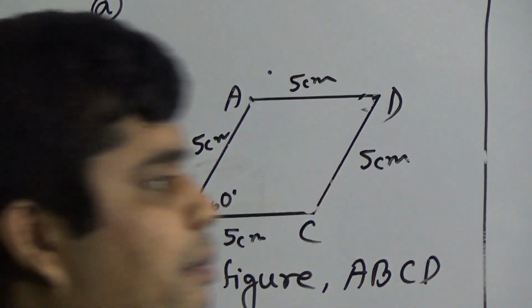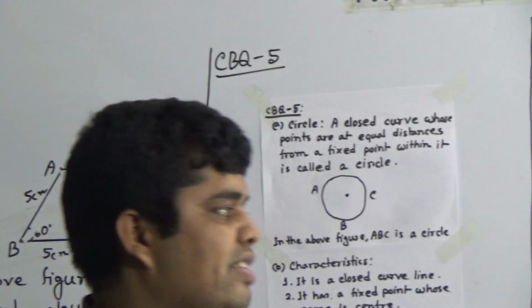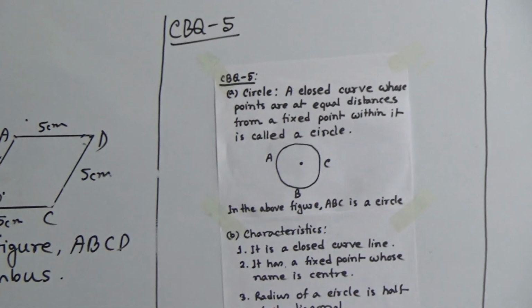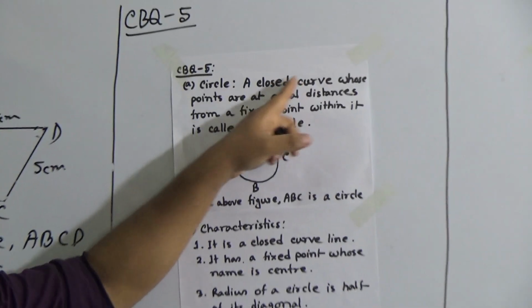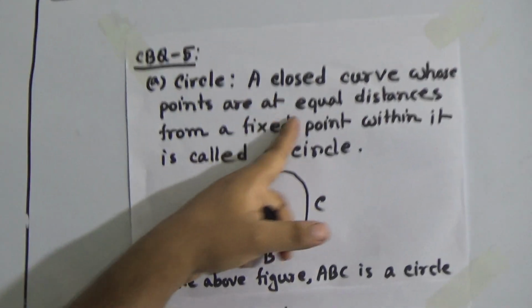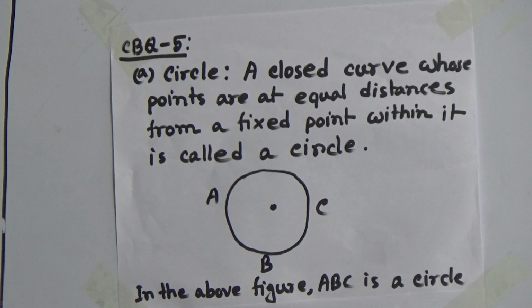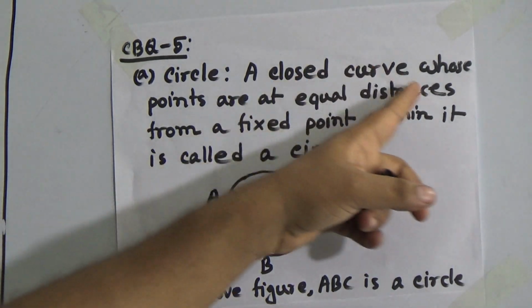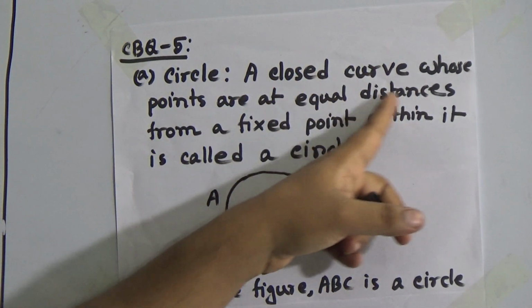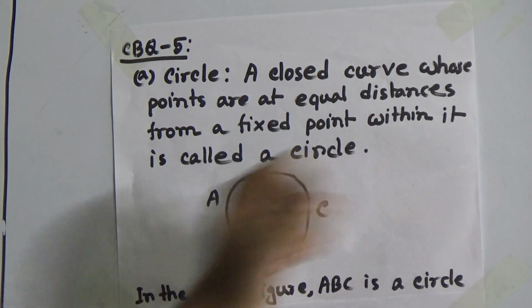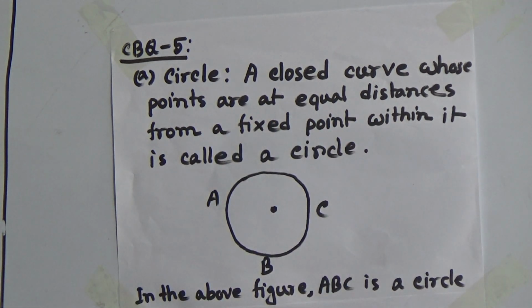Next, question number 5. Question number 5 is: define circle. Write down the characteristics of circle. So what is a circle? A closed curve whose points are at equal distances from a fixed point within it is called a circle. I repeat, a closed curve whose points are at equal distances from a fixed point within it is called a circle.